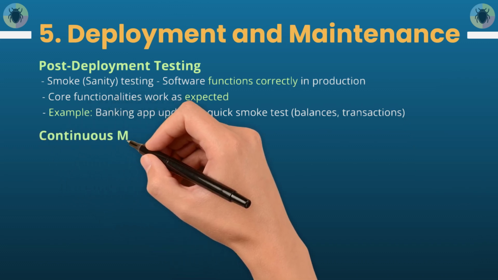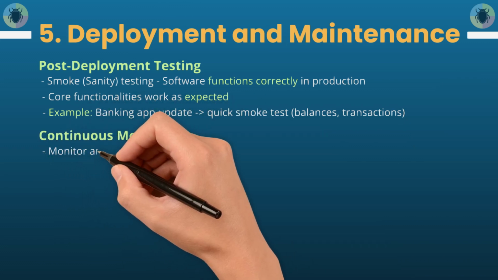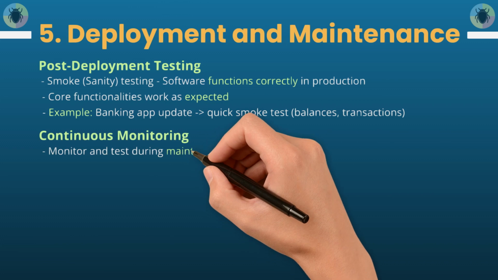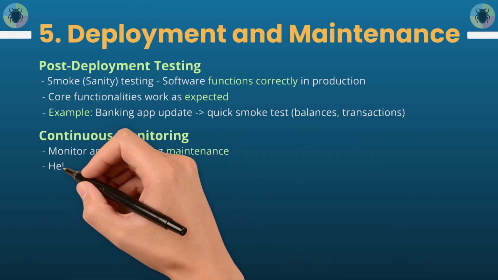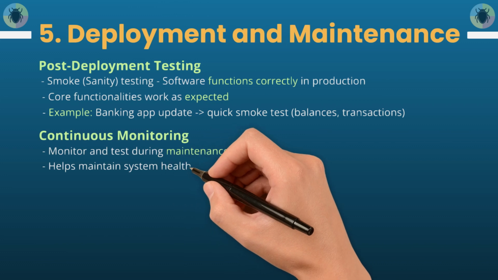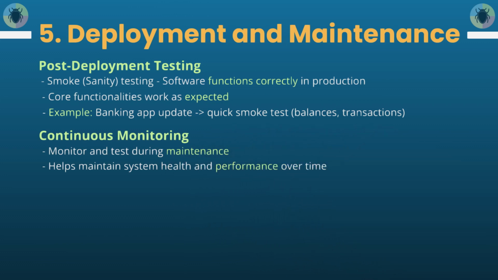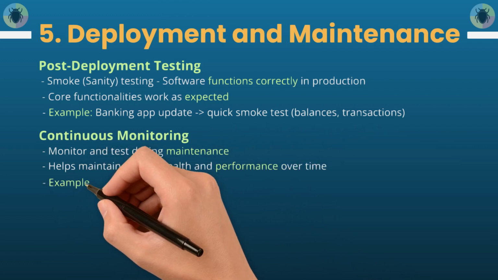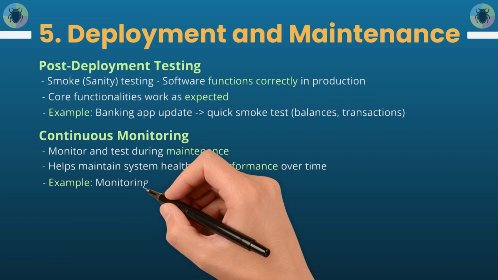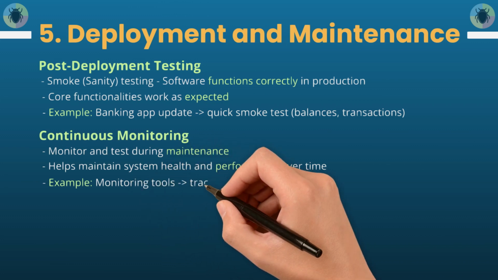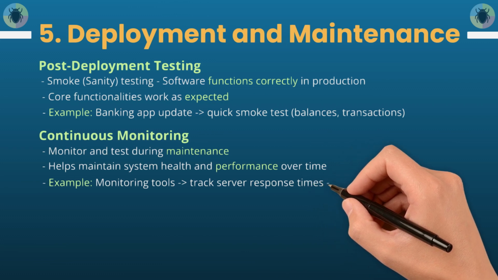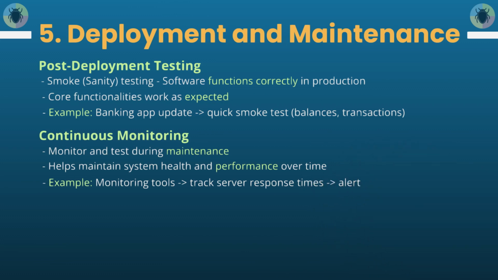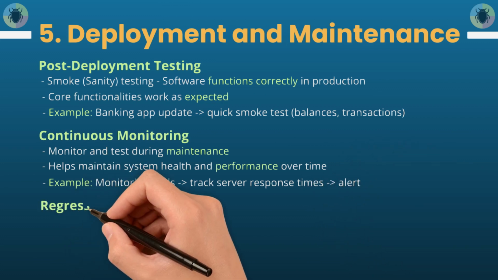Continuous monitoring. Monitor and test during maintenance to spot any issues or performance degradation. Continuous monitoring helps maintain system health and performance over time. Example: using monitoring tools to track server response times and alert the team if they exceed acceptable thresholds, ensuring prompt resolution of performance issues. Regression testing.